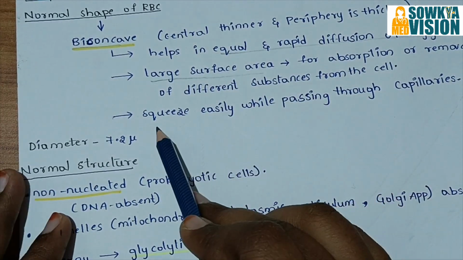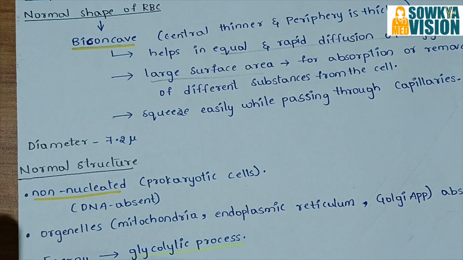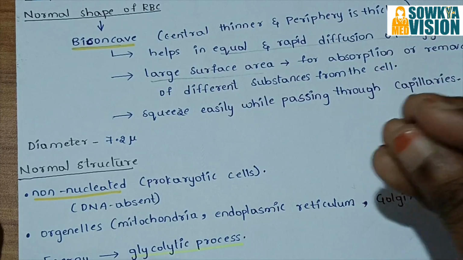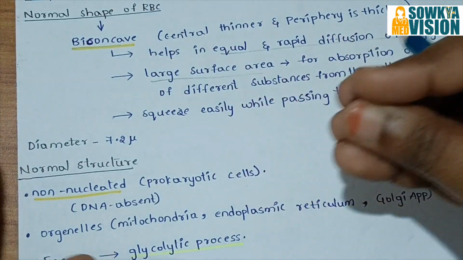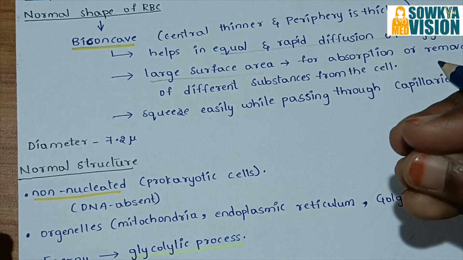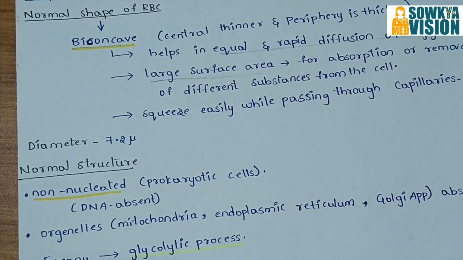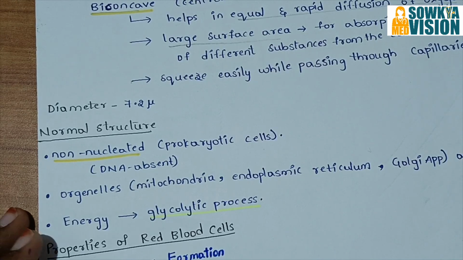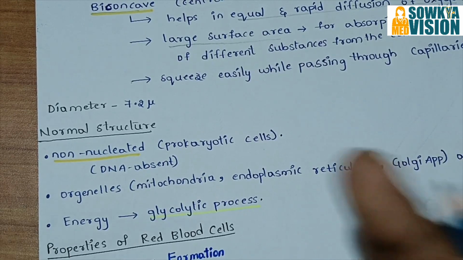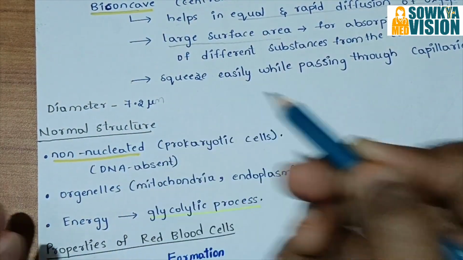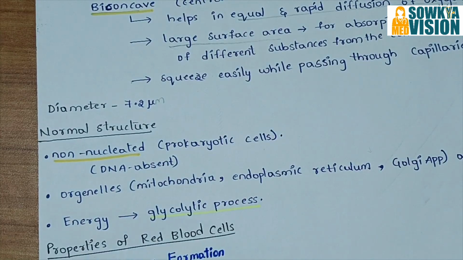Now another feature, as it is biconcave, it can squeeze easily. The RBC can squeeze easily in order to pass through the capillaries. It can squeeze easily so that it can pass through the capillaries easily. And what is the diameter of RBC? It is about 7 to 7.2 micrometers.